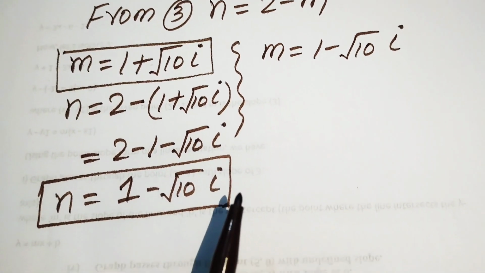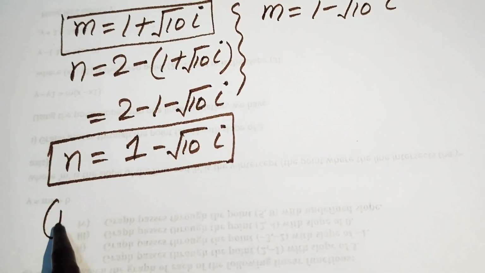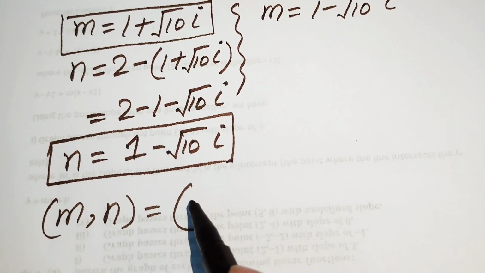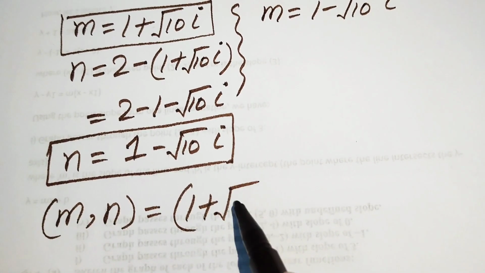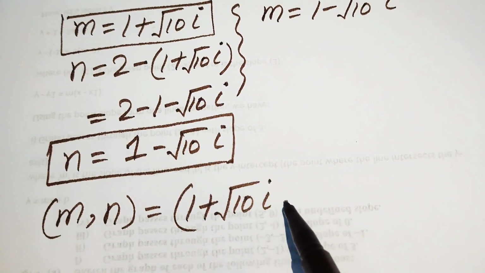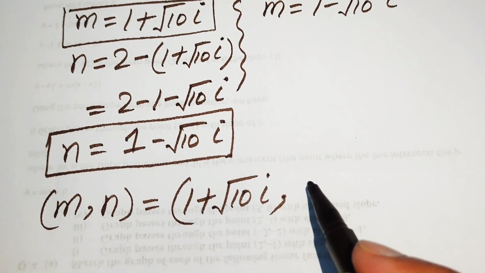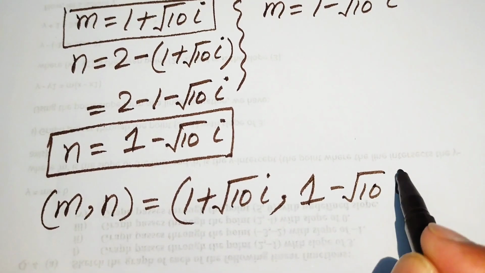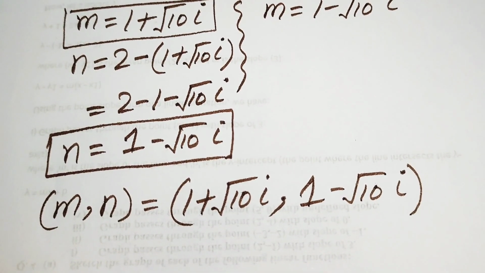So in the first case we get the solution set of m and n: m equals 1 plus square root of 10 iota, this is the value of m, and the value of n is 1 minus square root of 10 iota. This is the value of n.